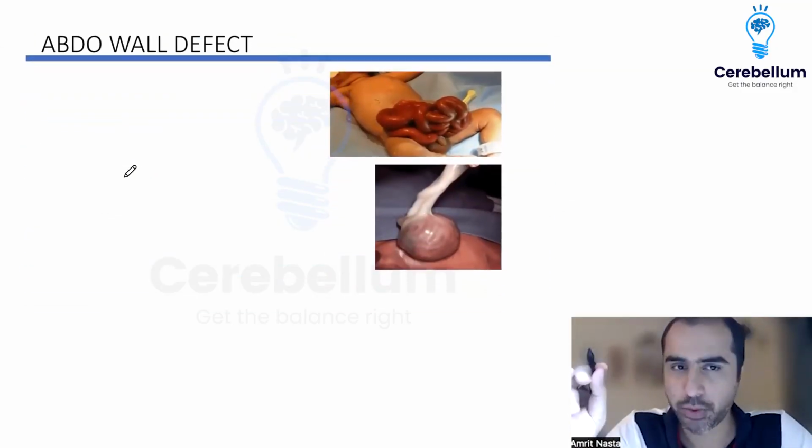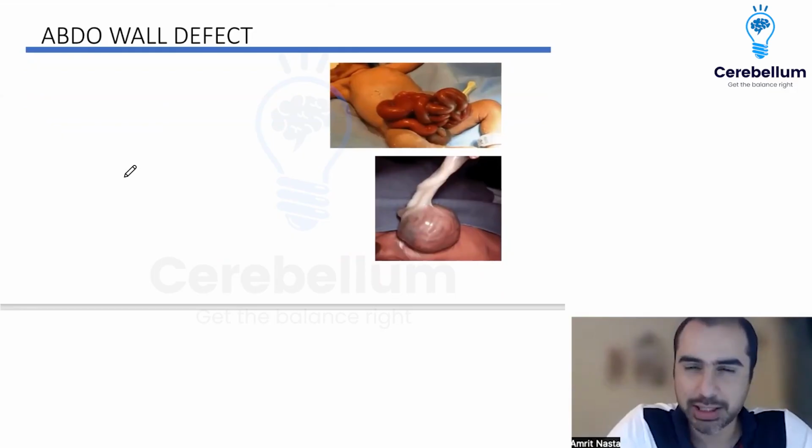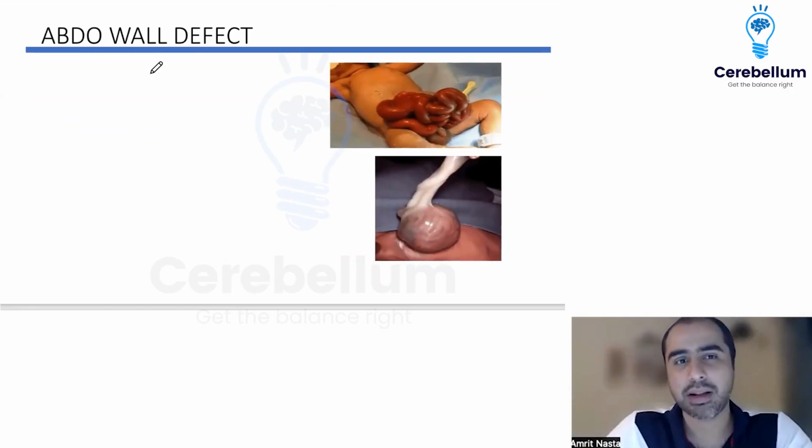Last two topics we are going to do because this came both in question and they are quite easy topics. These are abdominal wall defects which are present at birth. They are congenital.